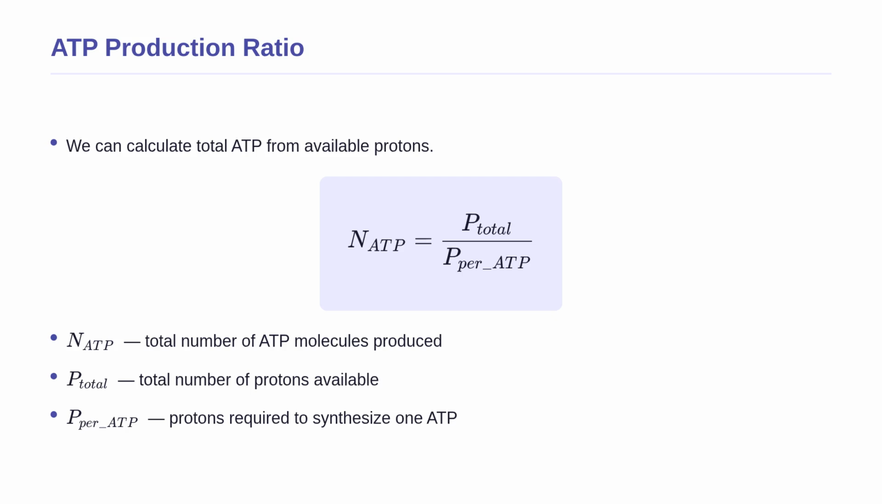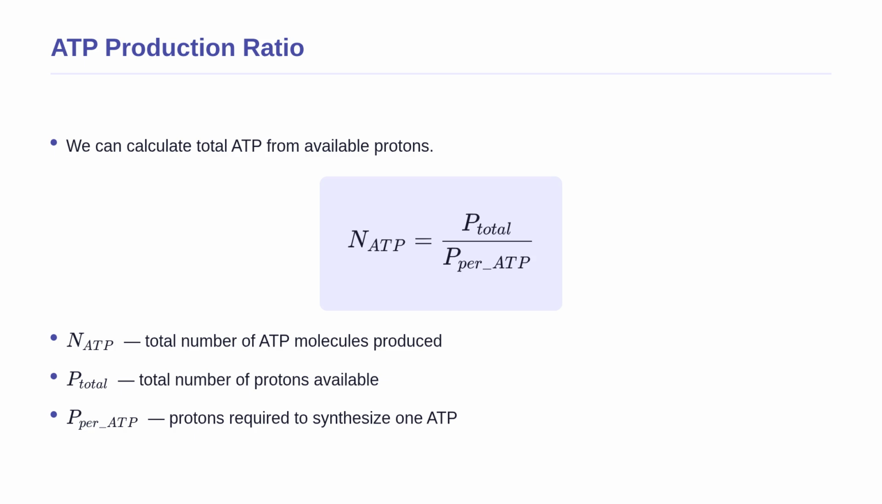Now that we understand the force driving the motor, let us calculate how much energy it actually makes. To solve this, we use a simple ratio based on the biological mechanism of the enzyme. The formula states that the total number of ATP molecules produced equals the total number of available protons divided by the proton cost per ATP.